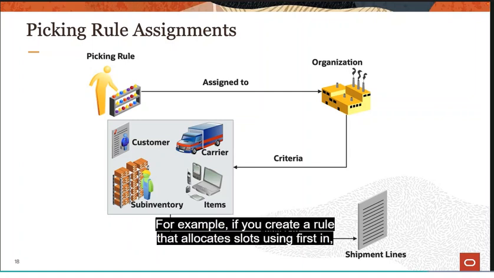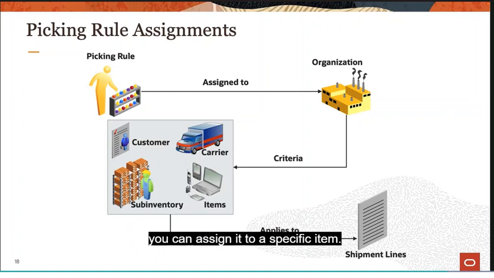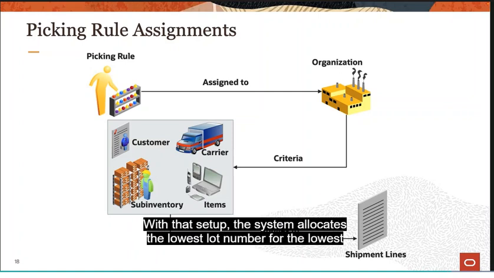For example, if you create a rule that allocates lots using first in, first out, you can assign it to a specific customer so the material is always picked using first in, first out. As another example, if you create a rule that sorts by lot number in ascending order and then by locator in ascending order, you can assign it to a specific item. With that setup, the system allocates the lowest lot number from the lowest locator where that item is available.